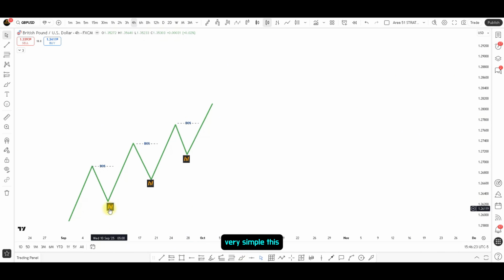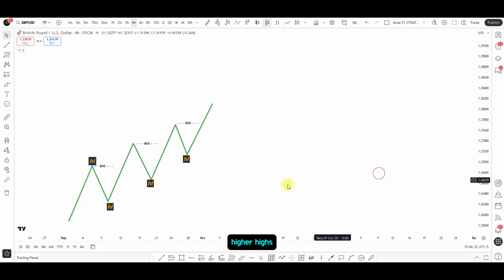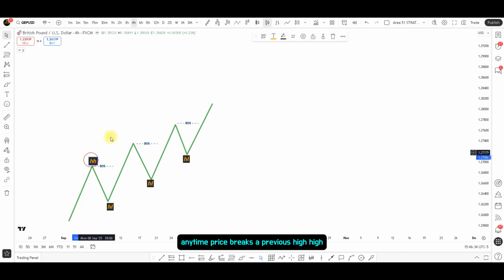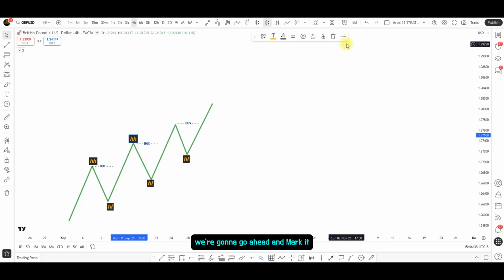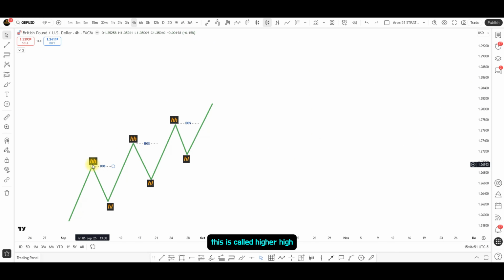Very simple. This part here is what we call higher highs. Anytime price breaks a previous high, we're going to go ahead and mark it. You don't have to do this on your charts, but this is just for educational purposes so that you understand the whole concept of market structure. This whole thing that you see in front of you is what we call a market structure. This is called higher high. This is called higher low.